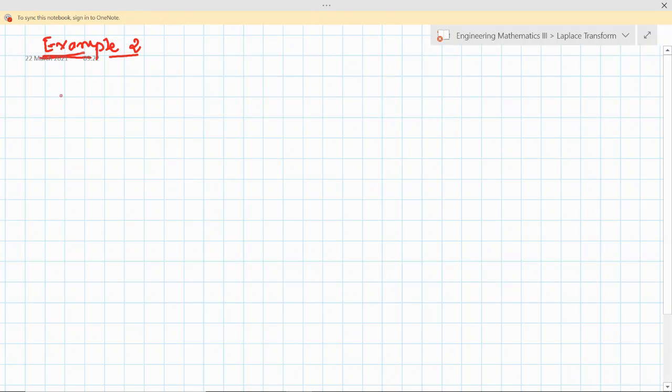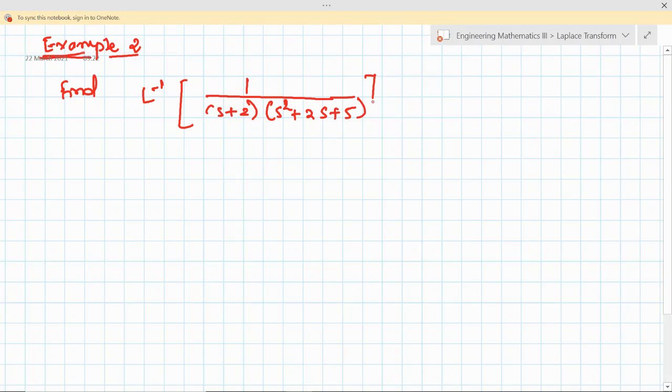So what is example 1? Find the inverse Laplace of 1 upon s plus 2, sorry, not s plus 1, it is s plus 2, and the second factor is s square plus 2s plus 5. If you observe, this second factor is irreducible, it is an irreducible quadratic factor. So first find the partial fraction and then go for the inverse Laplace.